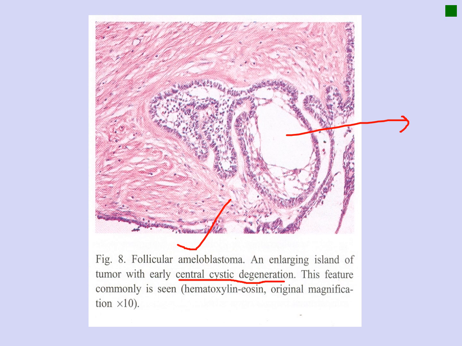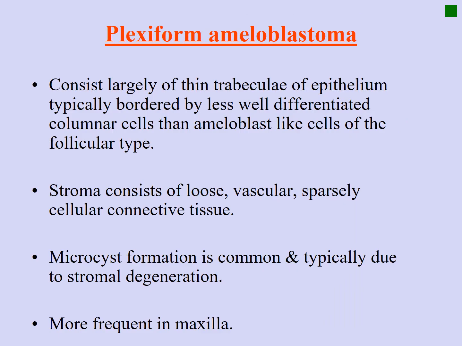Those are the histopathological features of ameloblastomas. The second one is plexiform ameloblastoma. The word plexi basically means a network. In this form you see thin trabeculae of epithelium, typically bordered by less well differentiated columnar cells than the ameloblast-like cells of the follicular type. You see stroma consisting of loose, vascular, sparsely cellular connective tissue. Microcyst formation is common and typically due to stromal degeneration. In follicular ameloblastoma, it was because of central cystic degeneration. Here it is because of stromal degeneration. This is more commonly seen in the maxilla, something again different.